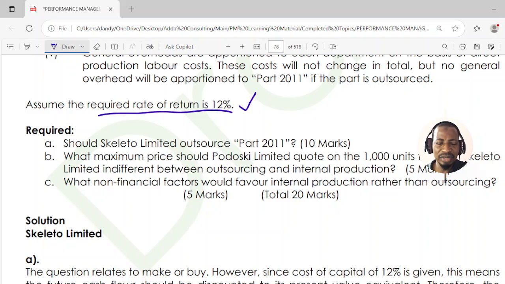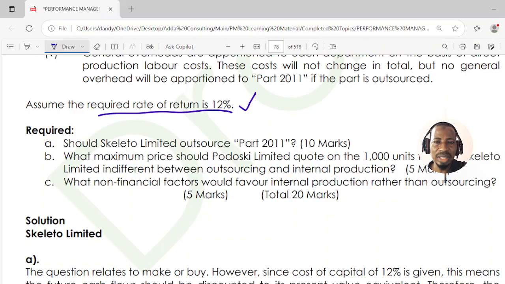Okay, so because of this cost of capital, you need to discount first. You calculate present value for internal production. You also calculate present value for outsourcing Part 2011. Then you compare the difference between the two, whether it is a saving or deficit. That's basically what you need to do.